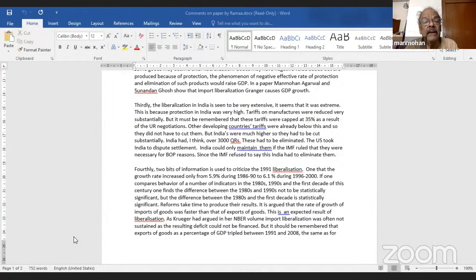In fact, if you look at the facts, before 1991, India had a balance of payments crisis every decade. We had a crisis in 1957-58. We had a crisis in 1966. We had a crisis in 1973-74. We had a crisis in the 1980s. We had a crisis in the 1990s. But after 1991, we have not had a single crisis. So I think the liberalization, to my mind, has unhesitatingly been a good thing.